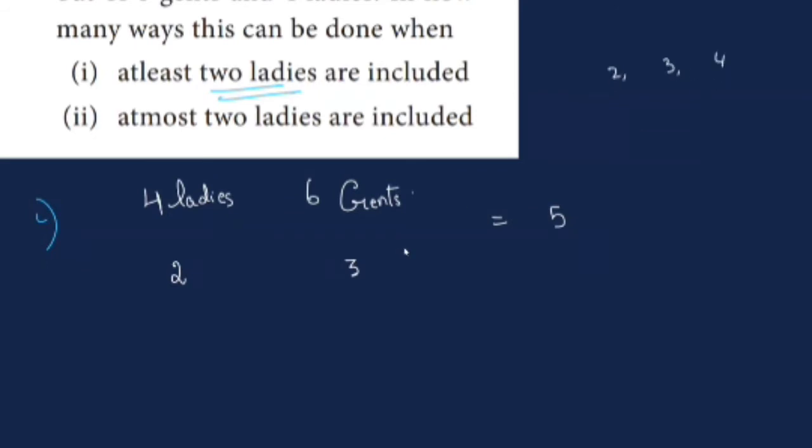So 2, then you take 3. If it is 3, you will have to choose 2 from here, and then only you will get 5. And next it is 4. 4 and 1. That's all, because there are only 4 ladies. So 4 ladies and 6 gents. This is the committee we can form, the various committees that we can form.